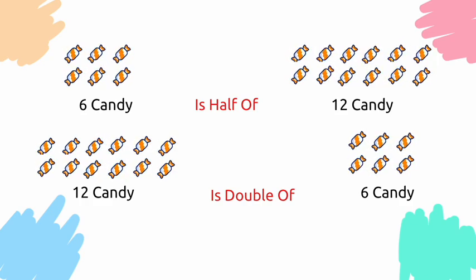These are like magic number tricks. When we double a number, we add it to itself. When we take half, we cut it into two equal parts.